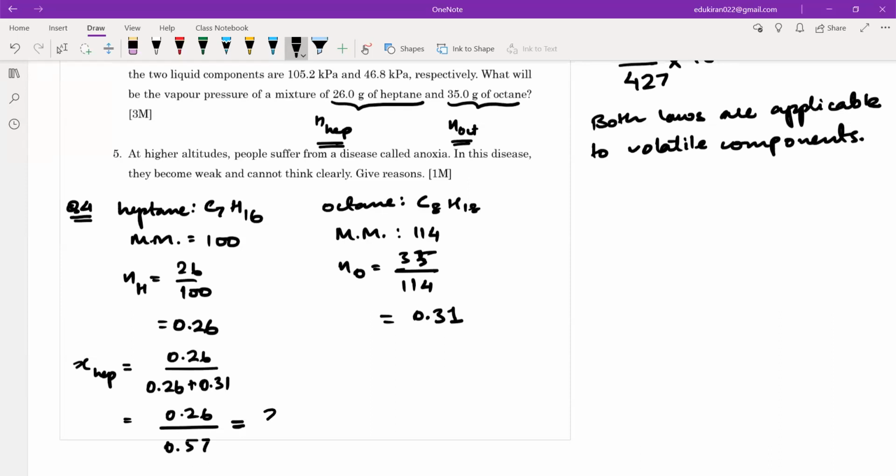How many of you got this? 26 upon 57 कर दीजिएगा इसको। Sir, I did like 26 upon 56. That's why I got a different answer. कितना आया था? 48.8, after 0.45. मोल फ्रैक्शन पूछ रहे हैं, not mole fraction multiplication. Mole fraction only, yeah, mole fraction, sir. कितना आ रहा है? 0.45.